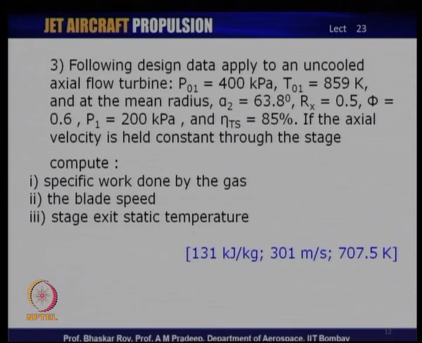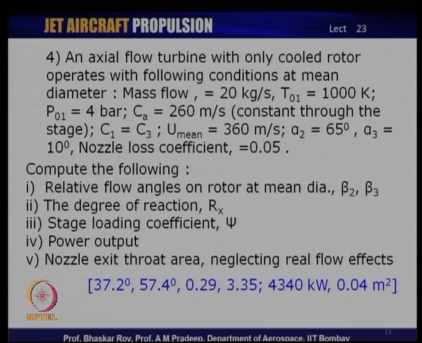Now, these are the numbers that you would get. You would get 131 kilojoules per kg, and the blade speed would be 301 meters per second, and the stage exit static temperature would be 707.5 K. If you look at the fourth problem, it is an axial flow turbine, now again with a cooled rotor. Now, as I mentioned, you could have a cooled rotor.